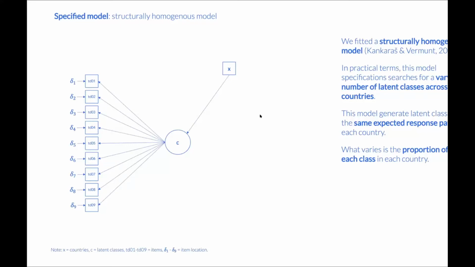Then we have two different choices to compare countries. The first model is what is called the structurally homogeneous. In the structurally homogeneous, you allow that the countries can have a direct effect over the latent variable, but not onto the indicators. This assures you that the response pattern per each latent class is common. So when I find, for example, a student from latent class 1 in country A, and then I find a student from the same latent class in country B, we're talking about the same response pattern.